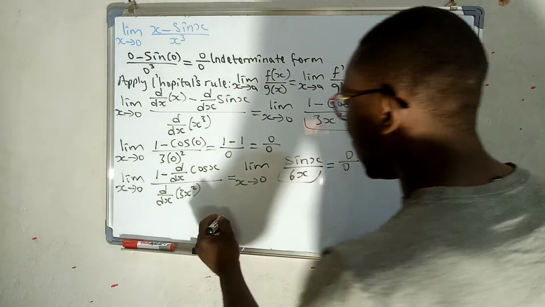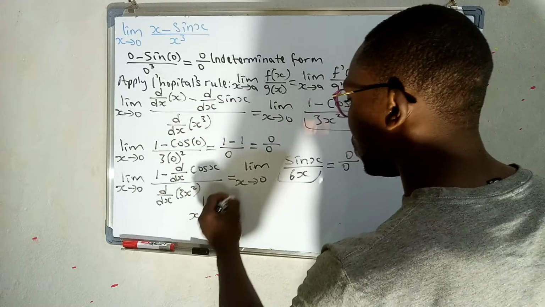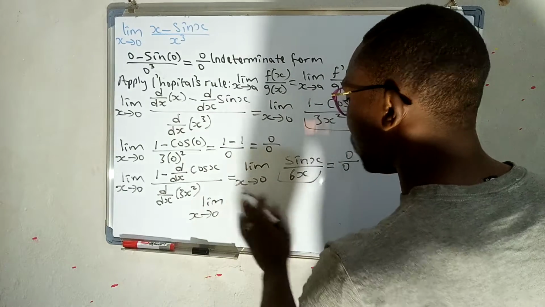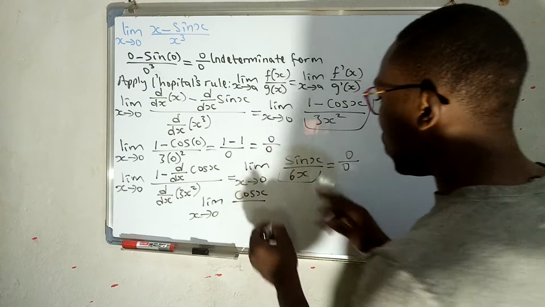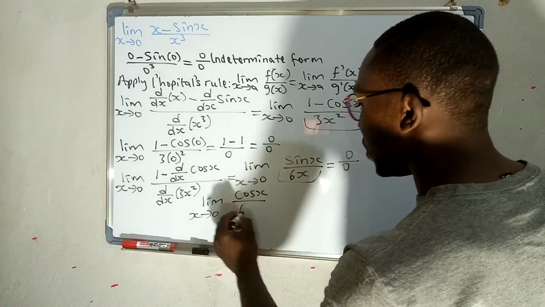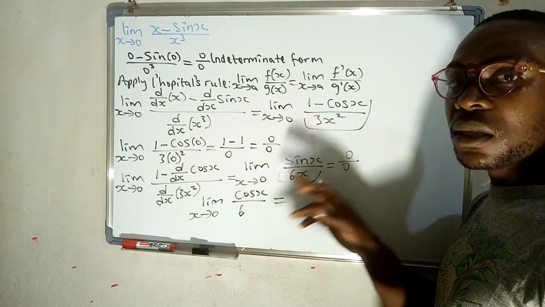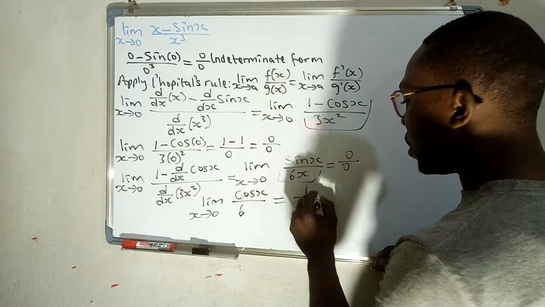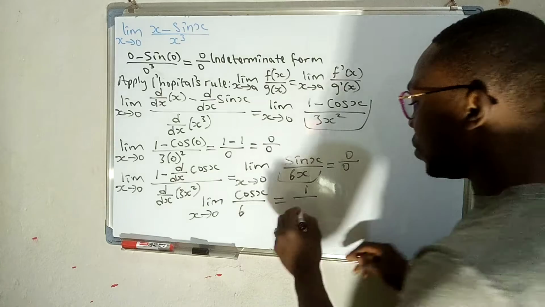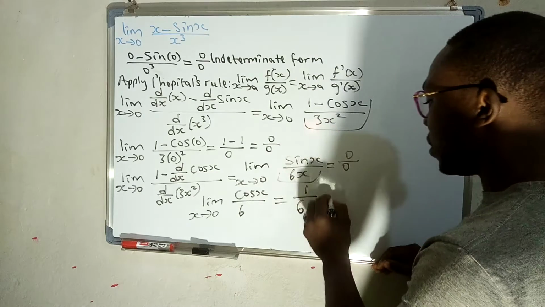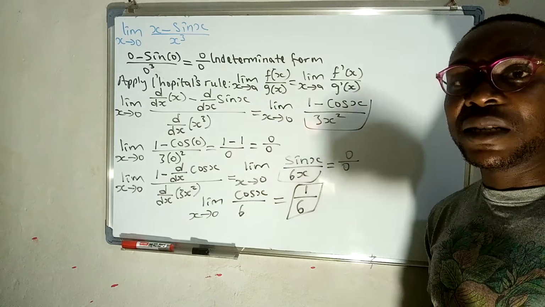Now the limit as x approaches 0: the derivative of sine x is cos x, and the derivative of 6x is 6. When we plug 0 into x, cos 0 is 1. Then remember, this is not having any sign, so we'll have 6. So finally, our answer will be 1 over 6.